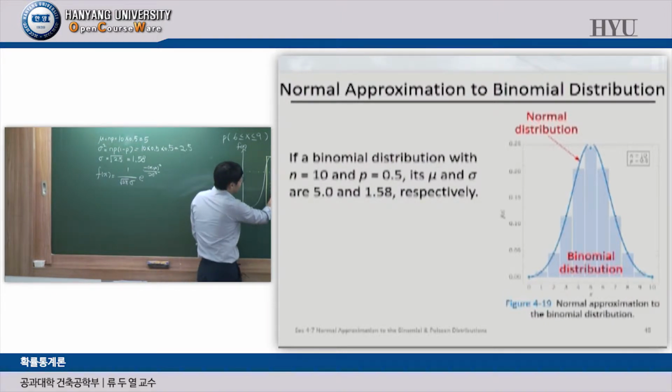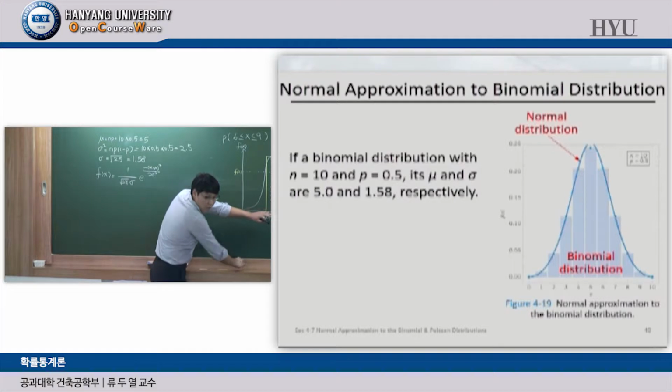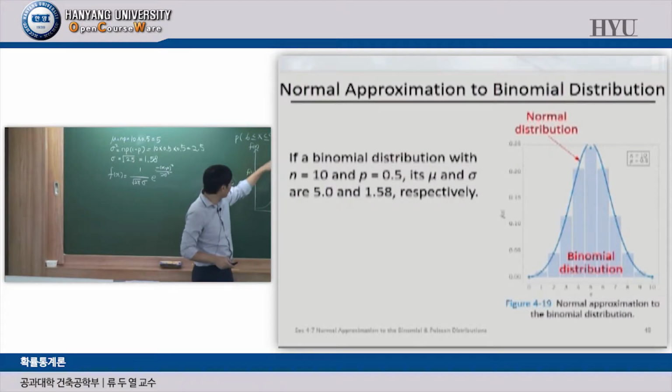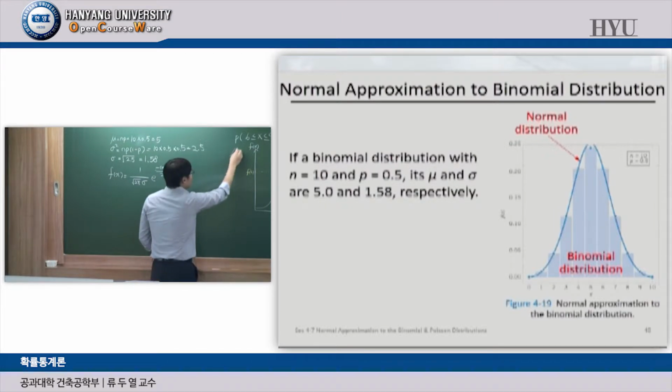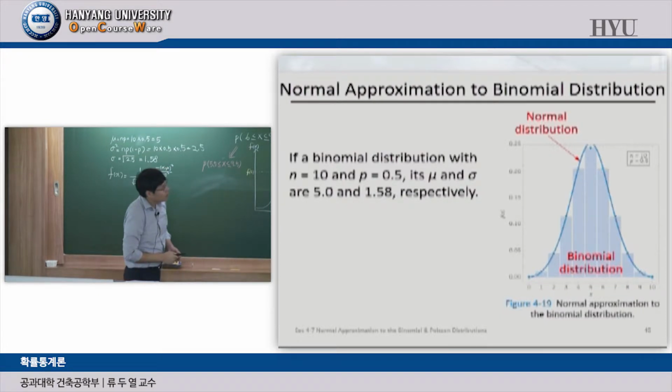Because this part can fill this part, and this part can fill this part, and this part can fill this part, and this part can fill this part, right? So this shaded area is very close to the area under the normal distribution from, what is this? Here is 5.5, here is 9.5, right? So this is very close to the probability of x when x is between 5.5 to 9.5 when we use the normal distribution.